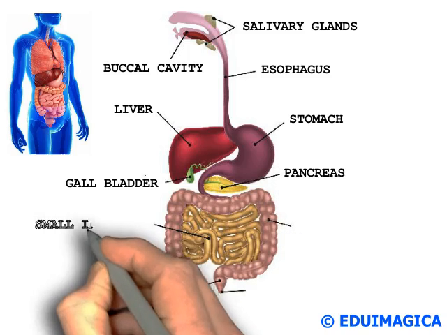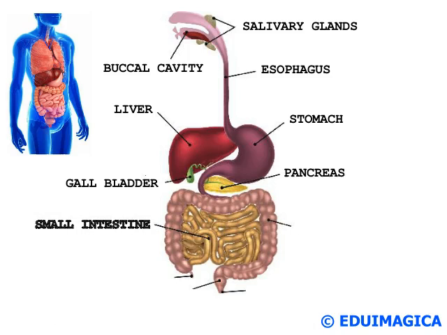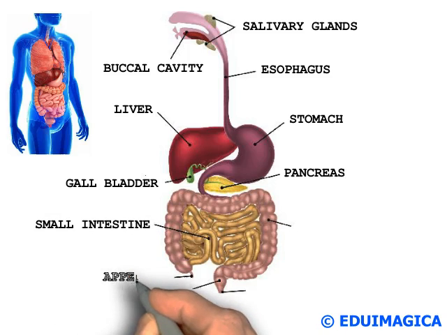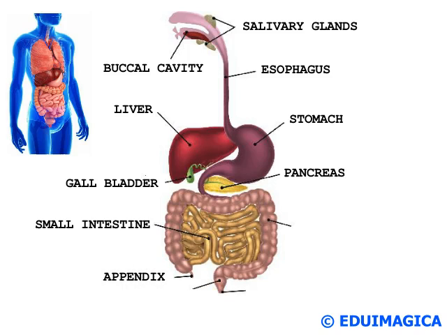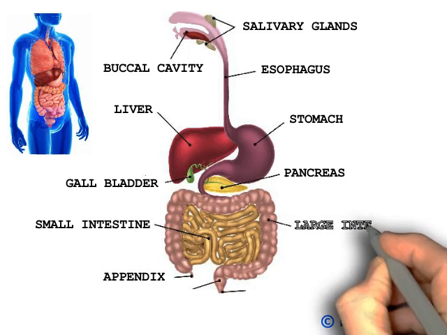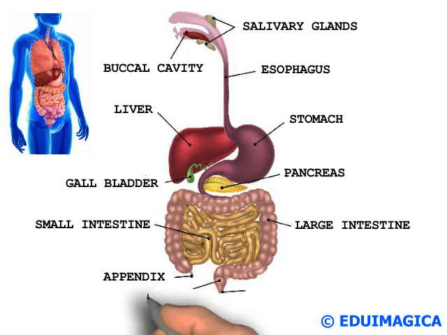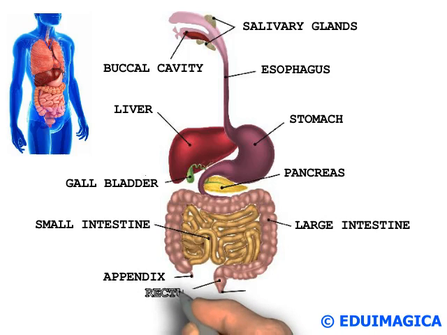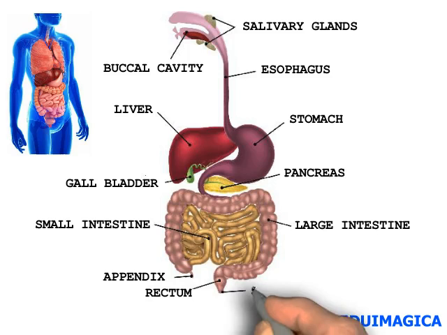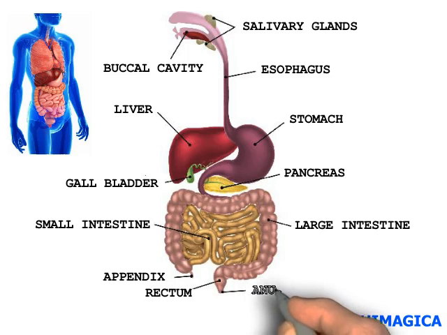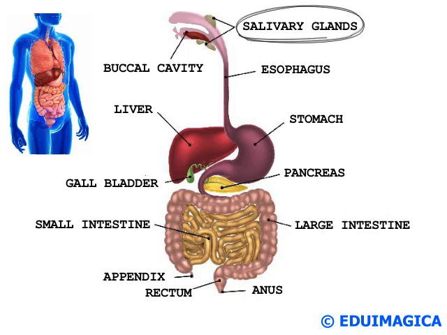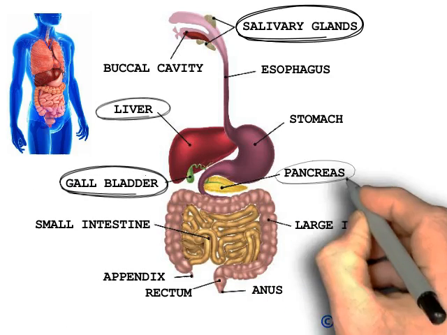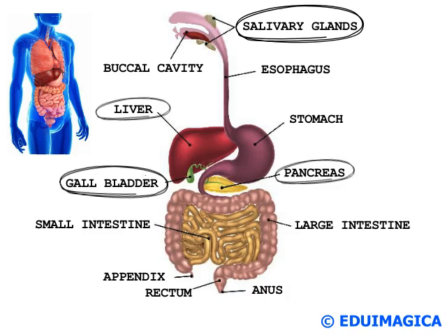Then we have the small intestine that consists of the duodenum, jejunum, and the ileum. Then we have the appendix, which is a vestigial organ. Then we have the large intestine that consists of the cecum, colon, and rectum. And at last we have the anus for the elimination of the food. In this, the salivary glands, the gallbladder, liver, and pancreas are the accessory glands. So this was all about the organization of different organs in the digestive system.